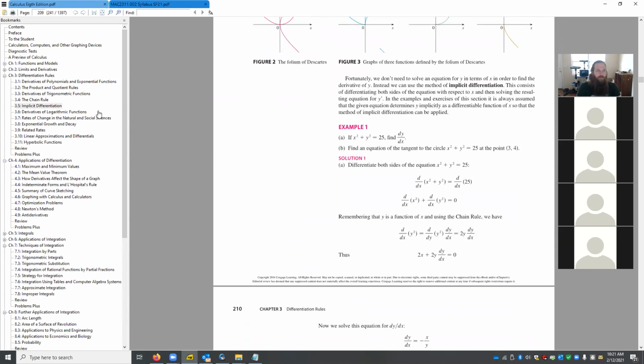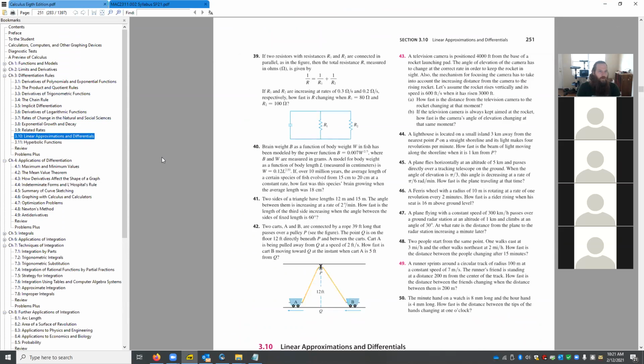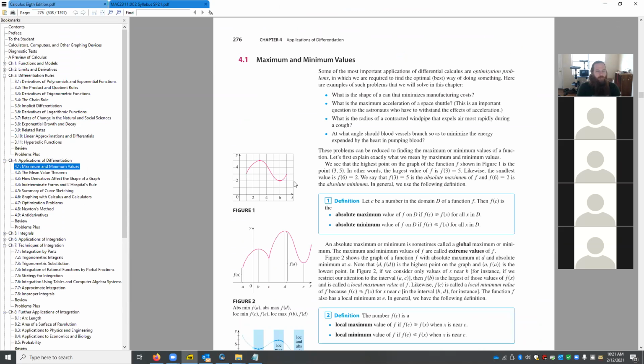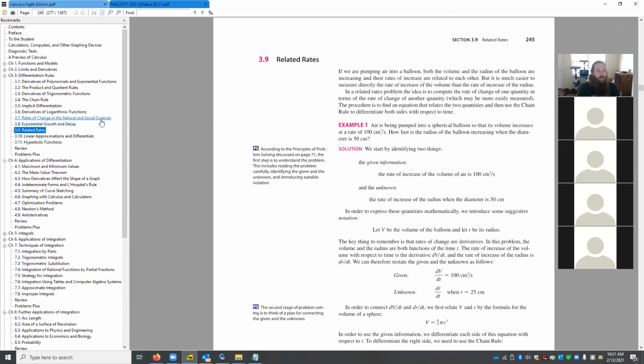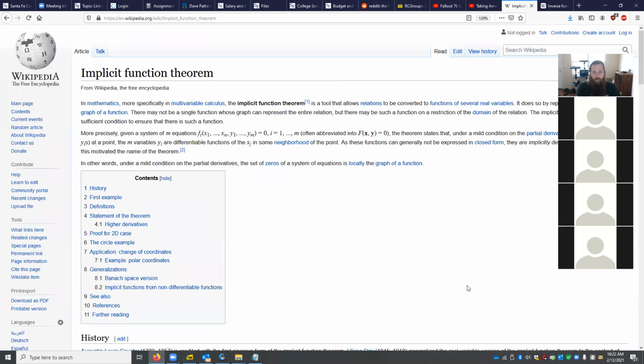When we come back, implicit differentiation and derivatives of log functions, these are really the same thing. Then we're going to do related rates, linear approximation, and then we're going to start talking about min and max problems. I think probably we'll do everything up through related rates next week, and then we'll start on chapter 4 the following week. Any questions for me before I let you guys go?